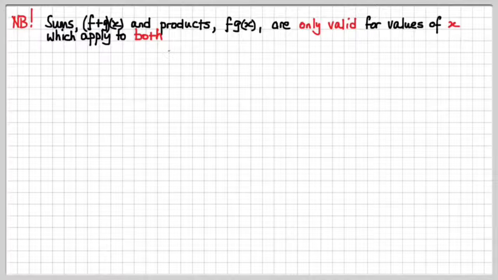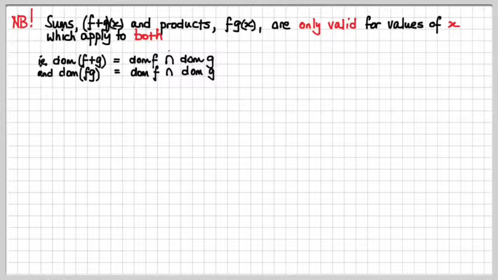Now here's the big NB, which by the way stands for nota bene, which is Latin for note well. Students ask me that. The sums and the products are only valid for values of x which apply to both. That's what I've been saying. That is the trick, the thing you need to get into your head, because that's the thing they'll ask you. So the domain of f plus g is the intersection of the domains of f and g, and similarly the domain of f times g is the intersection of the domains of f and g.